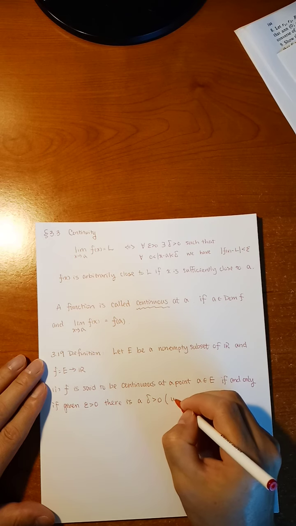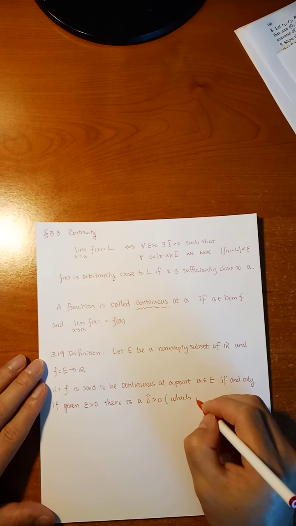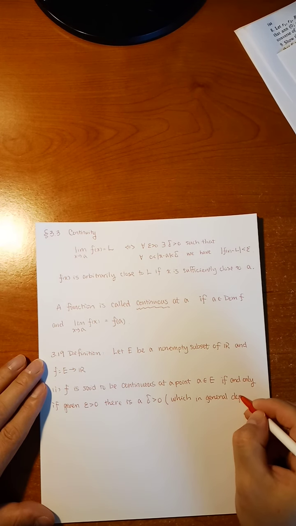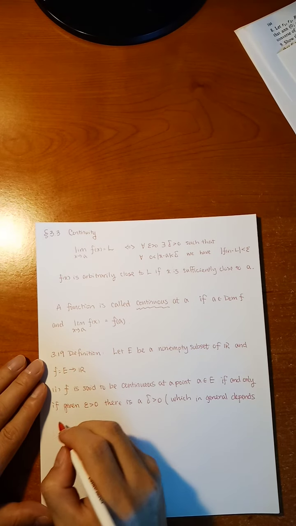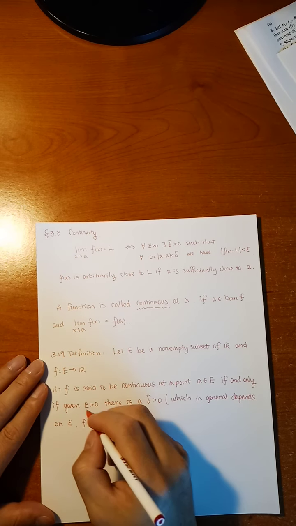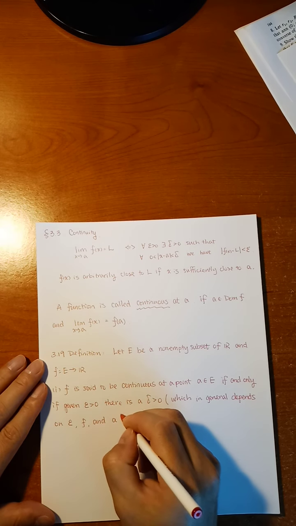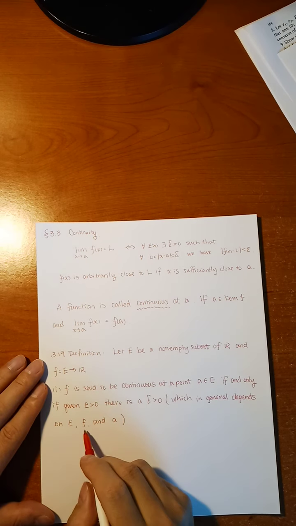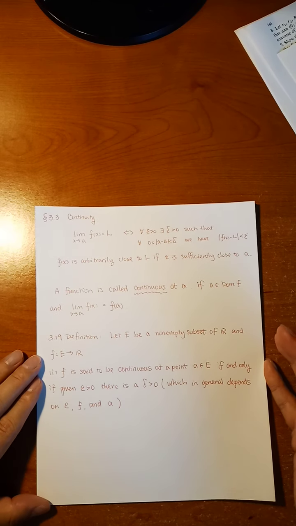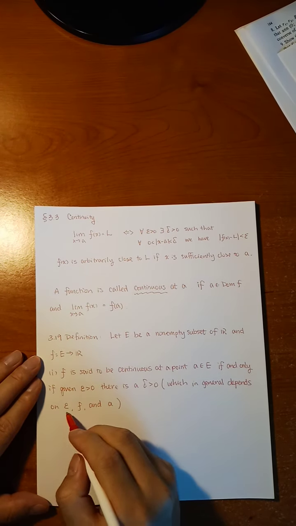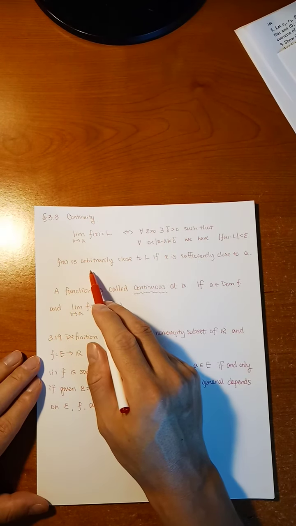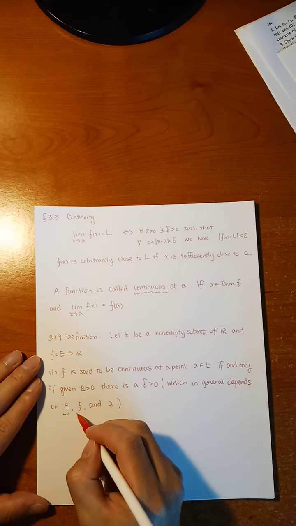Okay, so here the author tried to emphasize, which in general depends on epsilon, of course f, of course, and a. Clearly this delta will depend on f. For a different function, you will expect a different delta. And also this delta should depend on epsilon, because we say arbitrary, sufficient. Sufficient is corresponding to arbitrary.